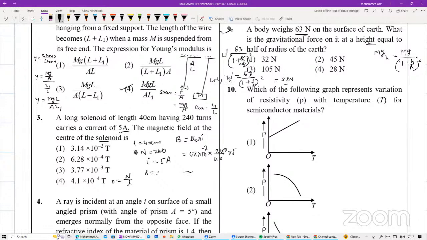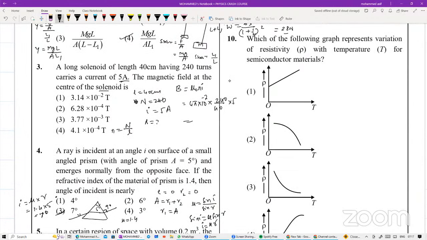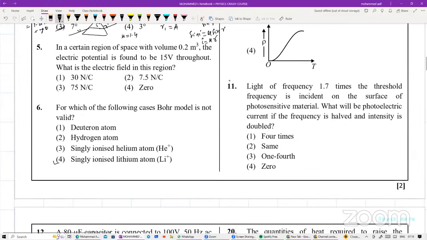28 Newton. Next one, the 10th one, is a theoretical question. I have already told you about this once or twice. Which of the following graphs represents the variation of resistivity with temperature for semiconductor materials? Resistivity of a semiconductor decreases with increase in temperature. But do you remember the formula for resistivity? Rho T is equal to rho naught into 1 plus alpha into the temperature difference. The formula for resistance: RT is equal to R naught into 1 plus alpha into the temperature difference. Isn't it? So the resistivity of a semiconductor decreases exponentially with increase of temperature. So the correct graph will be this one, the third one. Question number 11, take a look, beta.